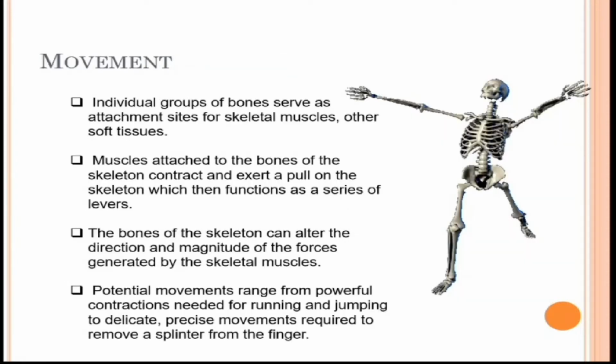The second major function of the bones in the skeletal system is facilitating movement. The muscles on their own cannot provide any function for locomotion; they have to be attached to hard surfaces that transfer the force from the muscles to other angles to enable the animal to move. So the bones provide those attachment sites where the skeletal muscles are attached. Muscles attached to the bones of the skeleton contract and exert a pull on the skeleton, which then functions as a series of levers.